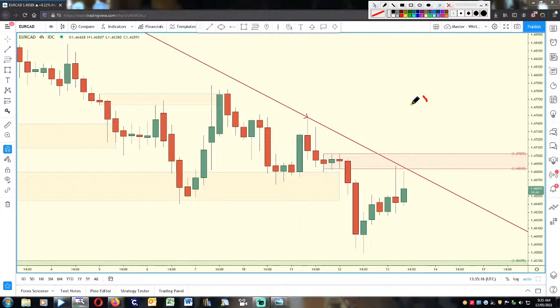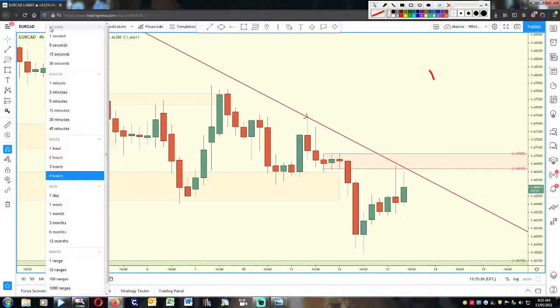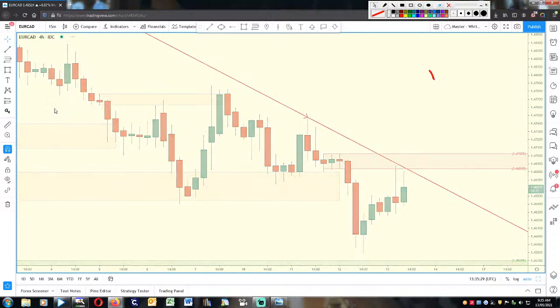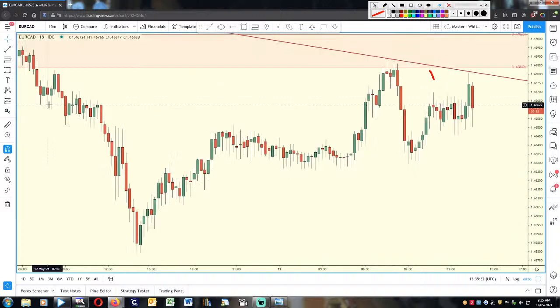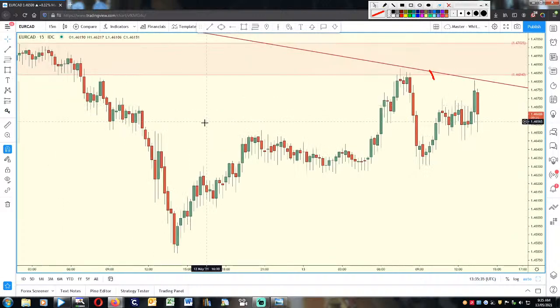Then we could safely expect that after this area of supply has been contacted on the 4 hour chart, we'd expect a drop. So let's say that this is what our expectations were. So we would drop this chart down to a 15-minute chart, and we would look for an entry. Okay? And so let's take a look at what we got here.